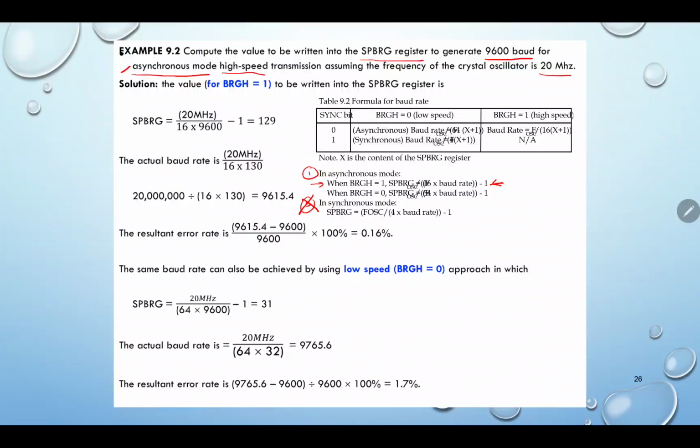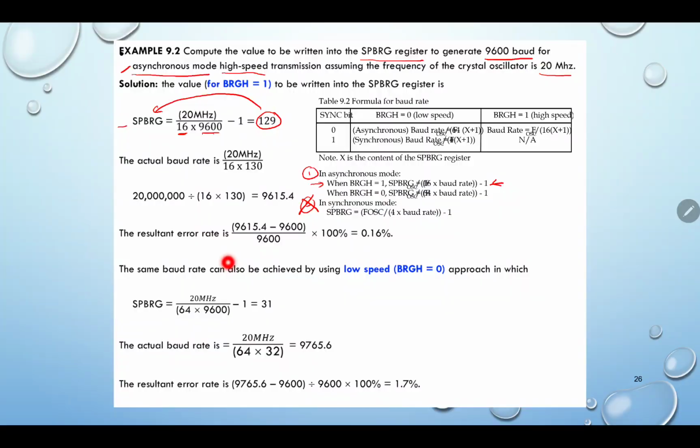So you can see here, the oscillator frequency is already given, 20 megahertz. And because this is high speed, we use 16 times the given baud rate, and minus 1. So you get this value, 128, which is the value to be written into this SPBRG register.